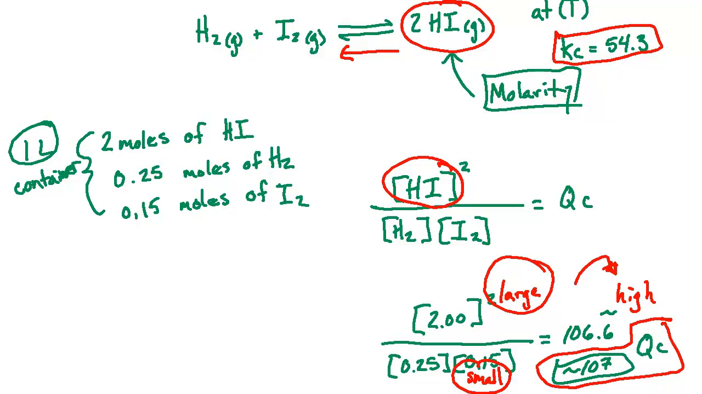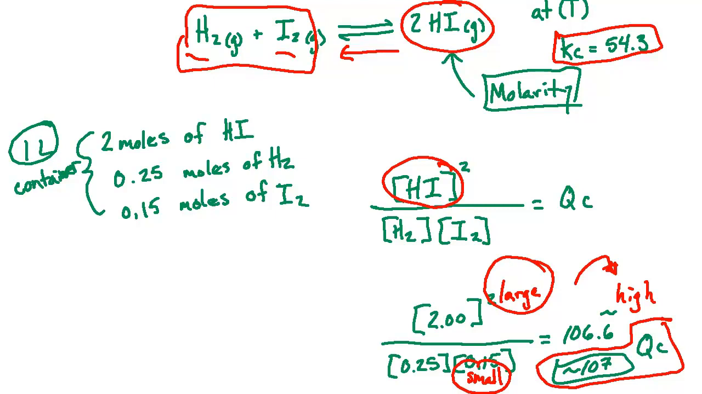So some of the HI will need to dissociate into H2 and I2 in order to reestablish, or to first establish, if this is on its way to, the equilibrium constant. So I need to produce more of these in order to get to Kc. And that's how I can predict the direction of a reaction. I can take any time, as long as I'm comparing relative temperatures to one another.